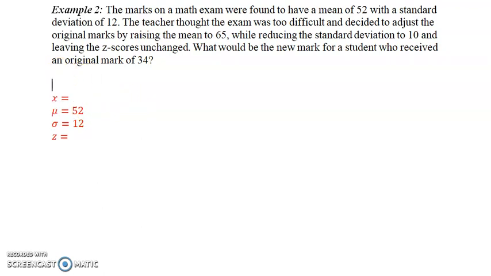So this is the old category. We'll call this old, and we'll call it new, just to make it easier. So there's old, and then we got our new scores, and they said they adjust the mean to 65 instead. And the standard deviation was reduced to 10.